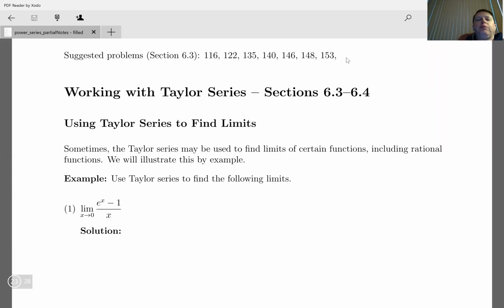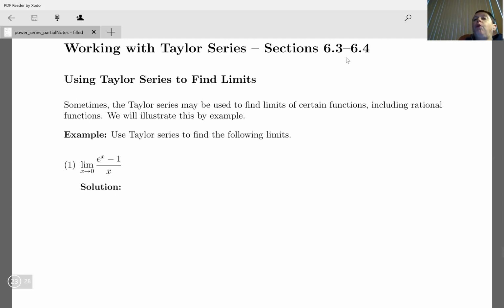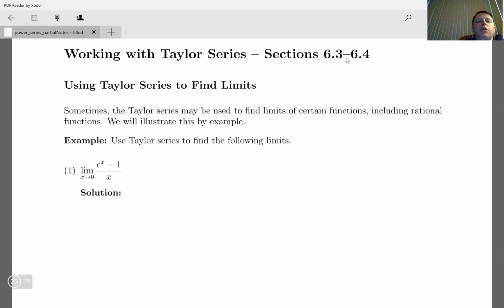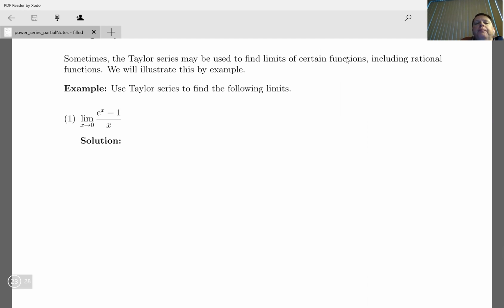Okay, hope everyone's ready for some fun and exciting using Taylor series to do some cool stuff. For example, we can use the Taylor series to find limits of certain functions, including rational functions. So let's look at a specific example here. Let's use a Taylor series to find the following limits.